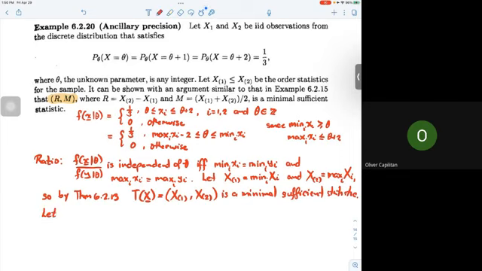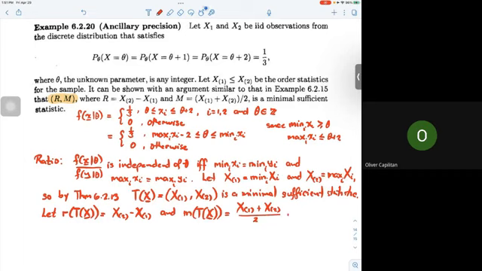We let R of our minimal sufficient stat be equal to the range, X sub quantity 2 minus X sub quantity 1. And then we can have M of our minimal sufficient stat be equal to the mid-range, M yung ginamit natin. So we have X sub quantity 1 plus X sub quantity 2 divided by 2.